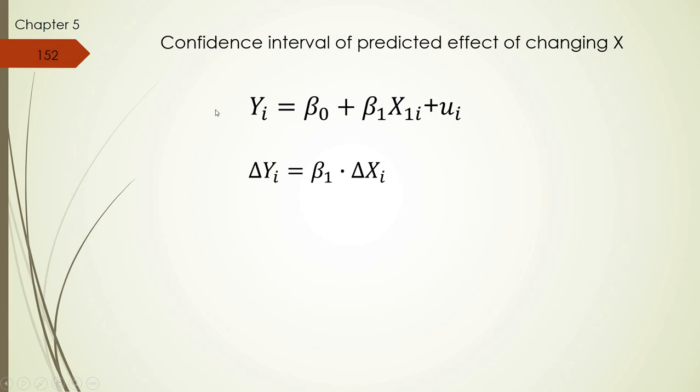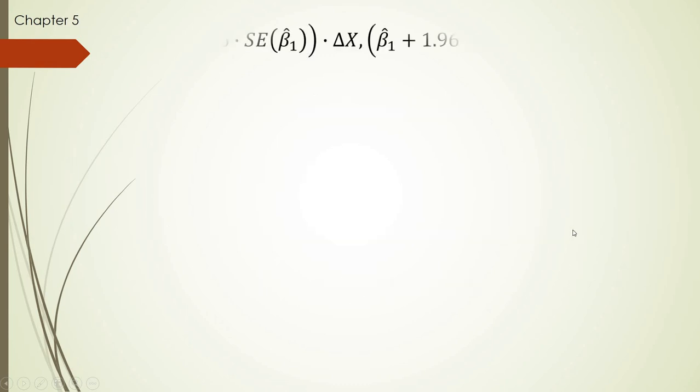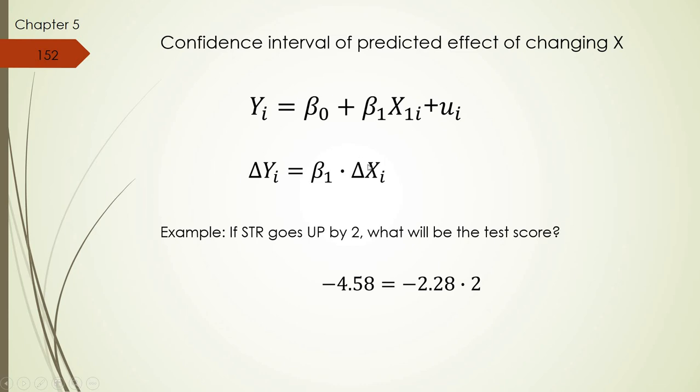So we have our equation. We will put x in the equation and calculate y. Also, we can calculate the change of y due to the change of x. For example, if the student-teacher ratio goes up by 2, what will be the test score? So it is minus 4.28. So we have delta x, it is 2, because we are changing the student-teacher ratio by 2.